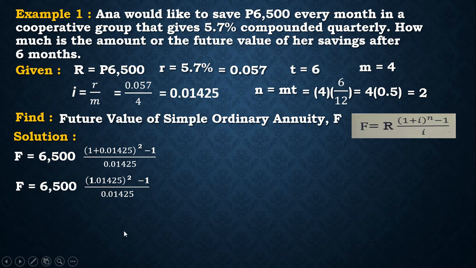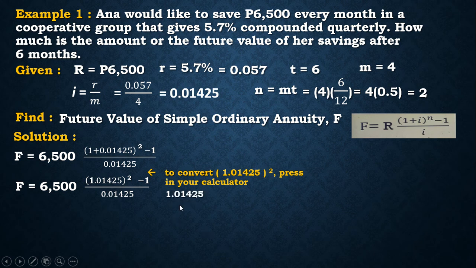Paano natin gagawin sa calculator yan? To convert 1.01425 raised to exponent of 2, press the following in your calculator. Una, 1.01425. And then, kung may makita po kayong ganitong symbol sa inyong calculator, kahit ano lang po dyan ang pipindutin nyo. And then, you have to press 2 for the exponent, and then equal sign.